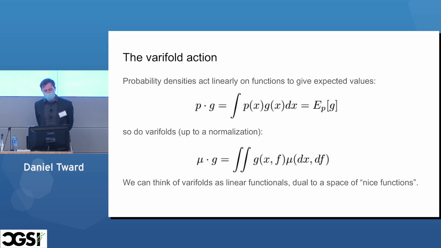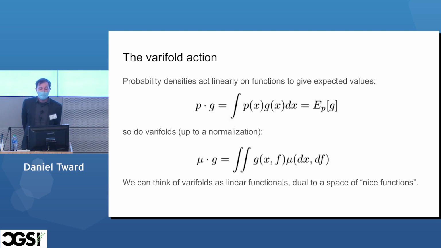So as I mentioned, we can consider how probability densities act on functions to give expected values. The notation I'm using here, this closed circle, means the action of p on g, where p is a probability density and g is some function. We can write it as this integral over x, or we could just denote it as an expected value with respect to the probability distribution p over the function g.